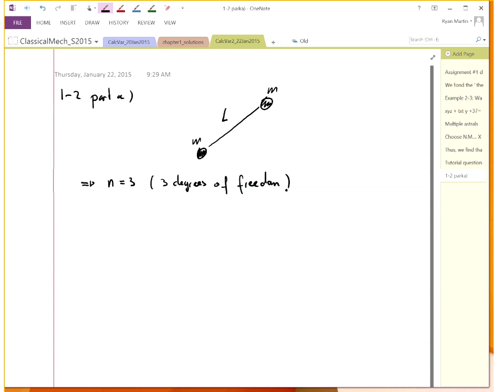So this is up to you. But here's my choice. So let's choose x1, y1, and theta. So what do I mean? So let's say that this is particle 1 and particle 2. So x1 and y1 are the x and y positions of particle 1. And then theta, I'm going to introduce an angle here to be the angle that the rod makes with the x-axis.